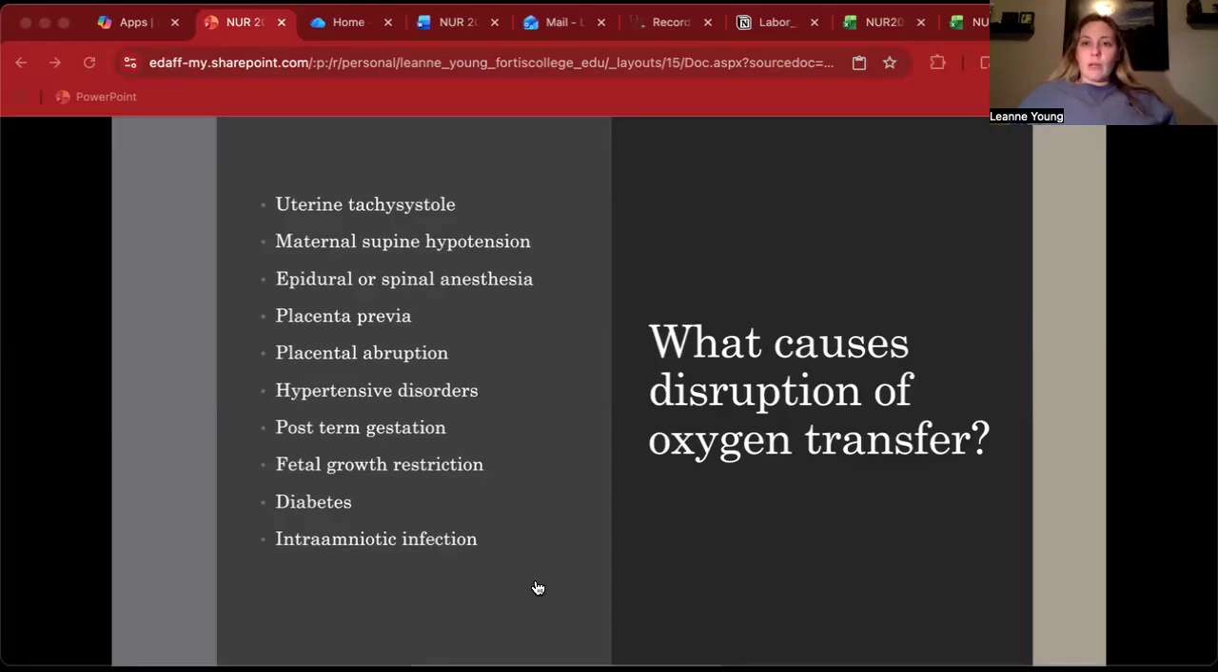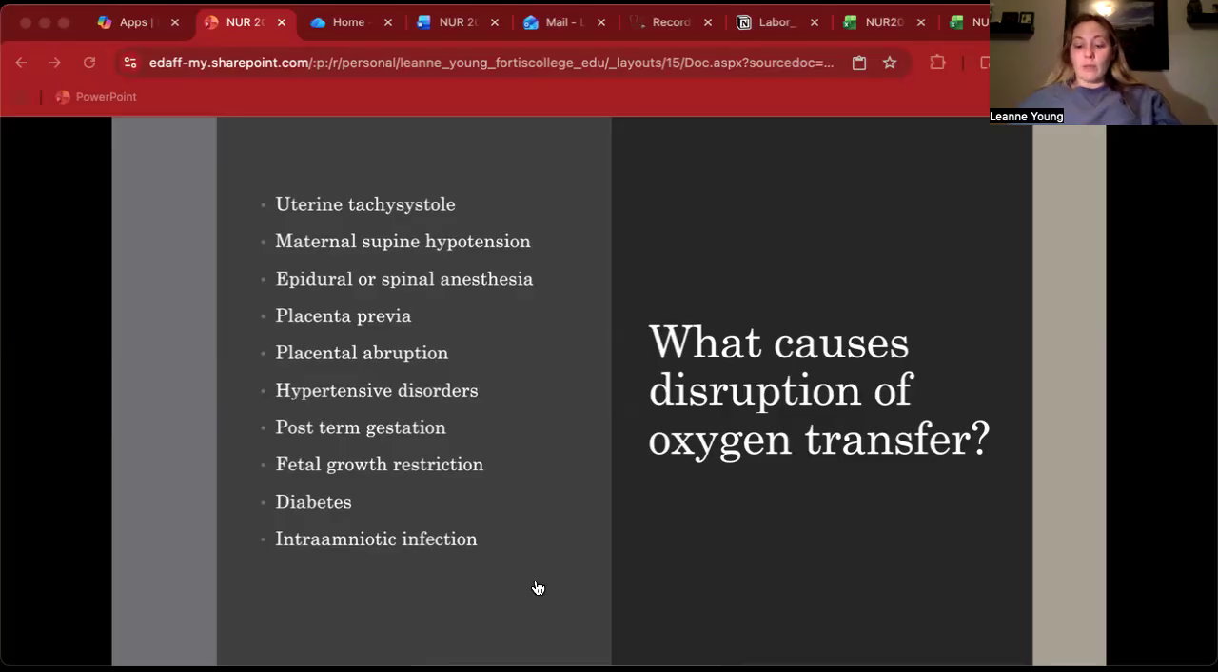So if mom's blood pressure drops, oftentimes we see a drop in the fetal heart rate. Epidural or spinal anesthesia always runs the risk of interrupting oxygenation to the baby. If there's a placenta previa or some type of alteration in the placenta that's abnormal, that can disrupt oxygen transfer. If our placenta is abrupting, where it's separating off of the uterine wall and it's coming early, and obviously the placenta is what we're relying on for fetal oxygenation, then that is going to disrupt oxygen transfer.